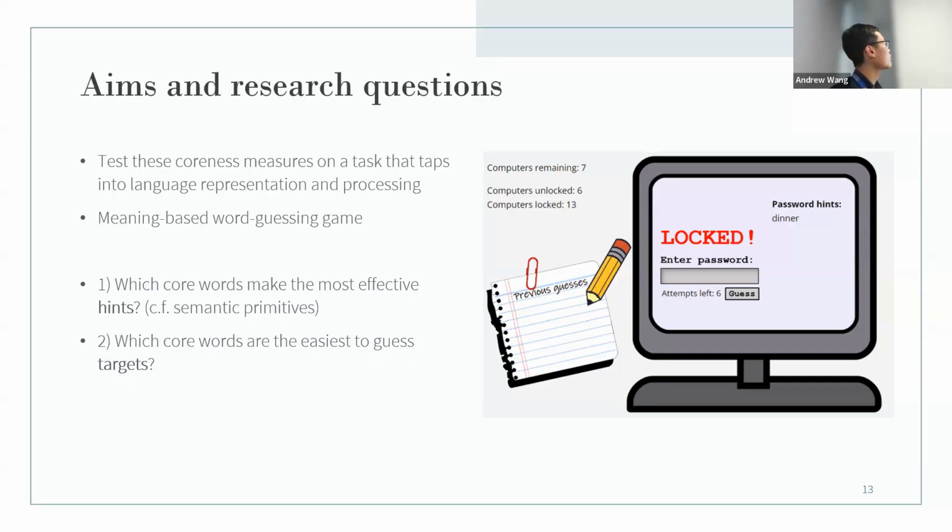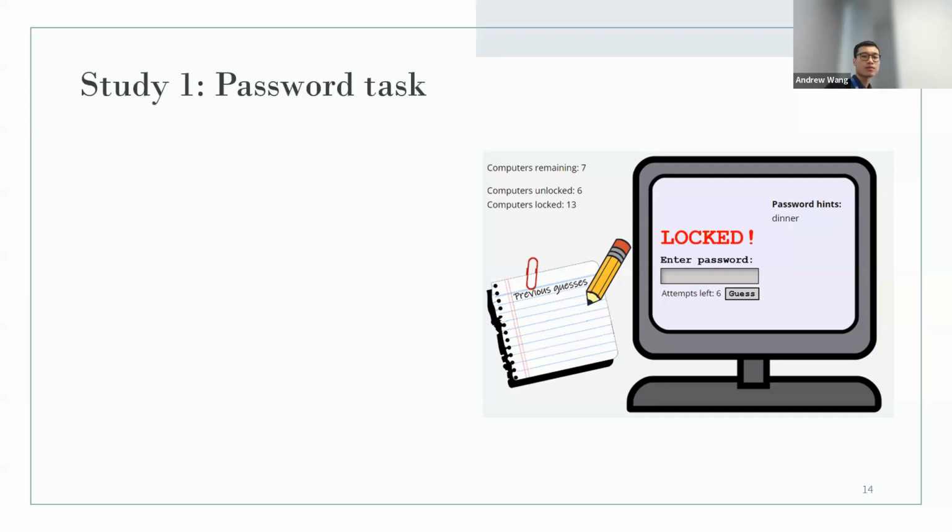The questions we had here were: which core words make the most effective hint words? You can compare this with the semantic primitives approach, the kind of words that define the meanings of all other words. And then, which core words are the easiest to guess as target words? We had a task where we told people that they were guessing computer passwords based on a series of hints that were related in meaning.